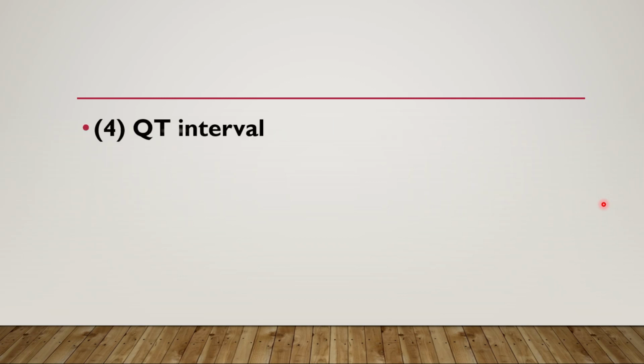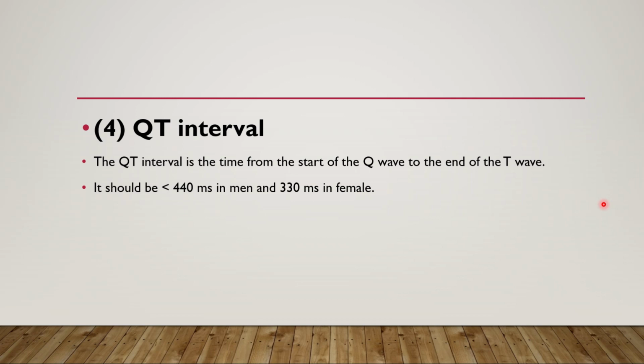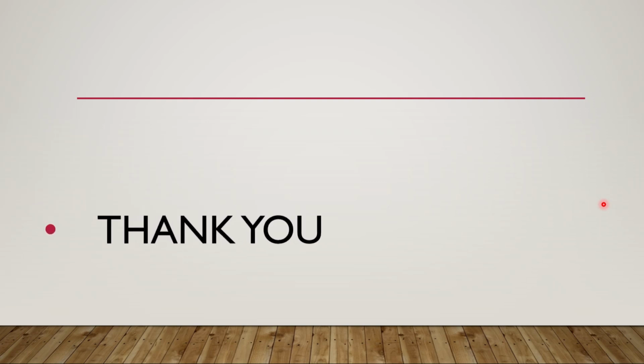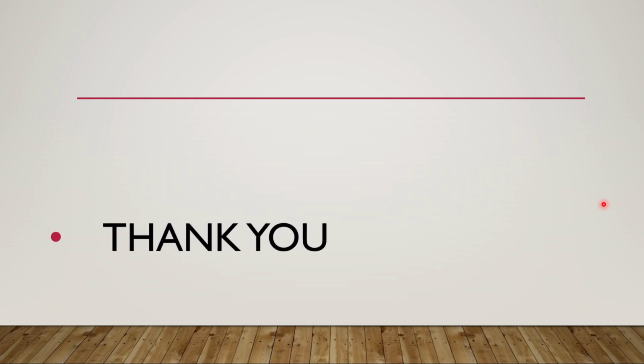Now the last is the QT interval, which is from the beginning of the Q wave till the end of the T wave. The normal QT interval is less than 440 milliseconds in male patients and less than 330 milliseconds in female patients. So this was all about the basics of ECG.